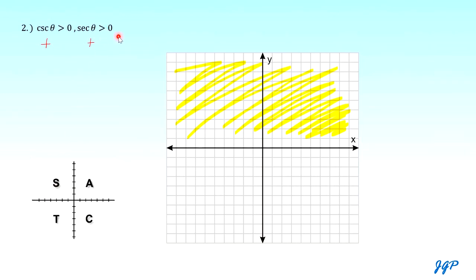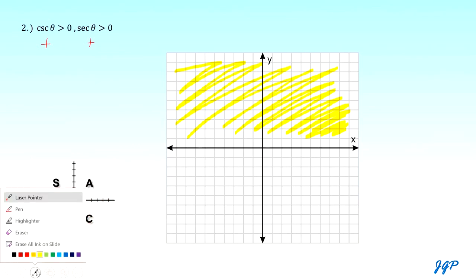Okay, next is the secant theta. Secant theta is greater than 0, meaning your secant theta is positive. Secant theta is the reciprocal of your cosine. And the cosine is positive in quadrant 4, meaning in quadrant 4, your secant theta is also positive. Kung positive siya dito, and sa all natin, sa quadrant 1, all trig functions are positive, meaning sa part na to, positive ang ating secant theta. So, let's highlight that.